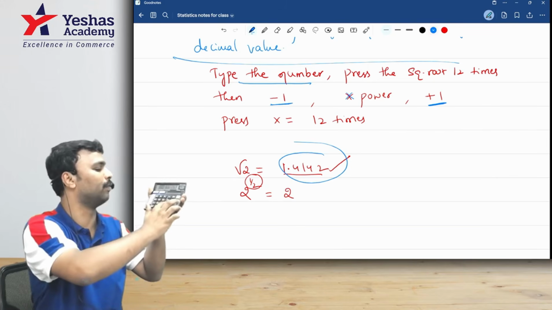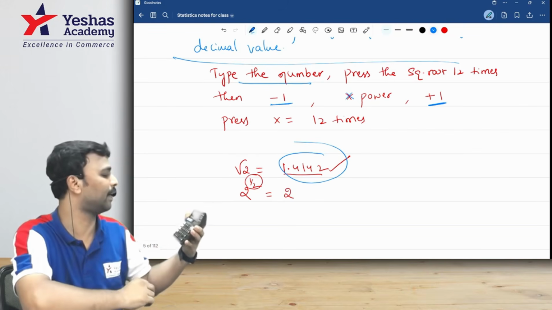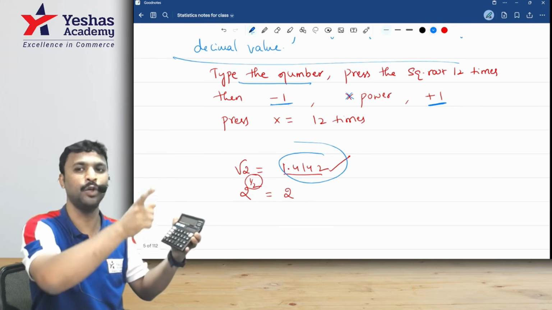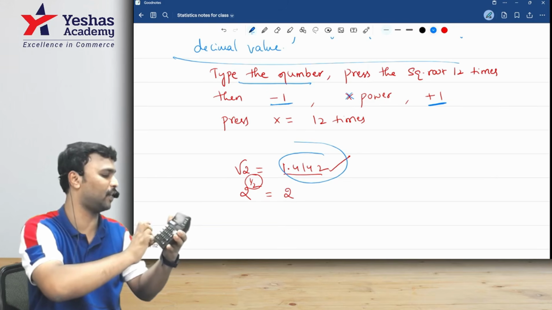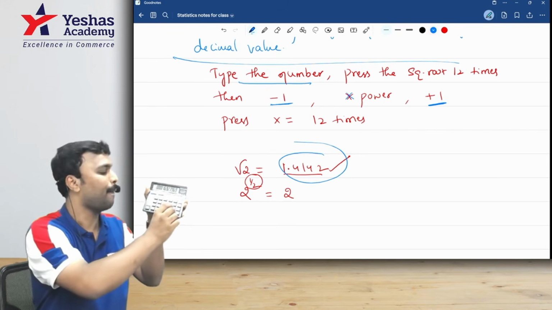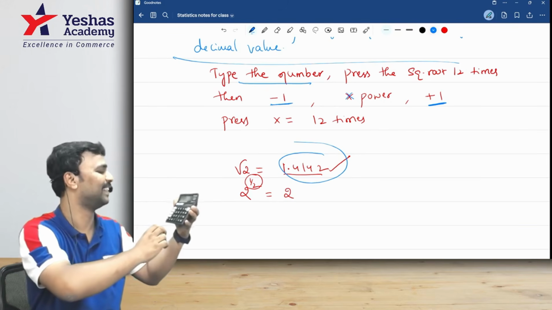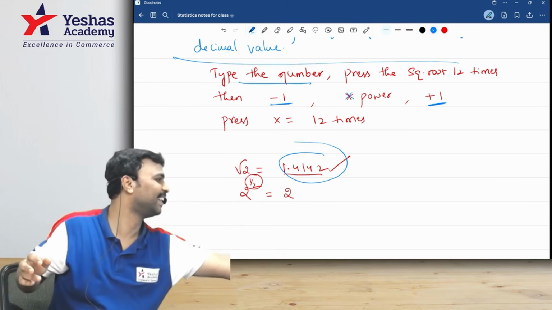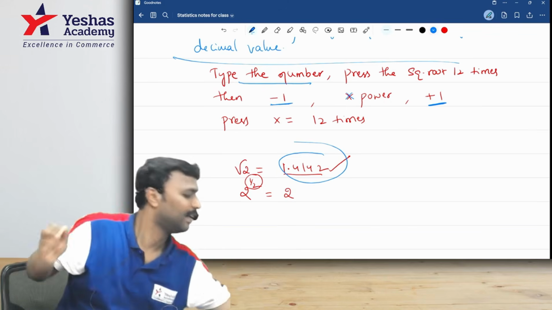Press into. Well, minus 1 hasn't happened. Wait a minute, something is pressed on your calculator, let me come. Type 2, press the square root how many times: 1, 2, 3, 4, 5, 6, 7, 8, 9, 10, 11, 12. Okay, then do what? Minus 1. Hey, it's pressed, isn't it? It's not taking minus 1 after pressing.